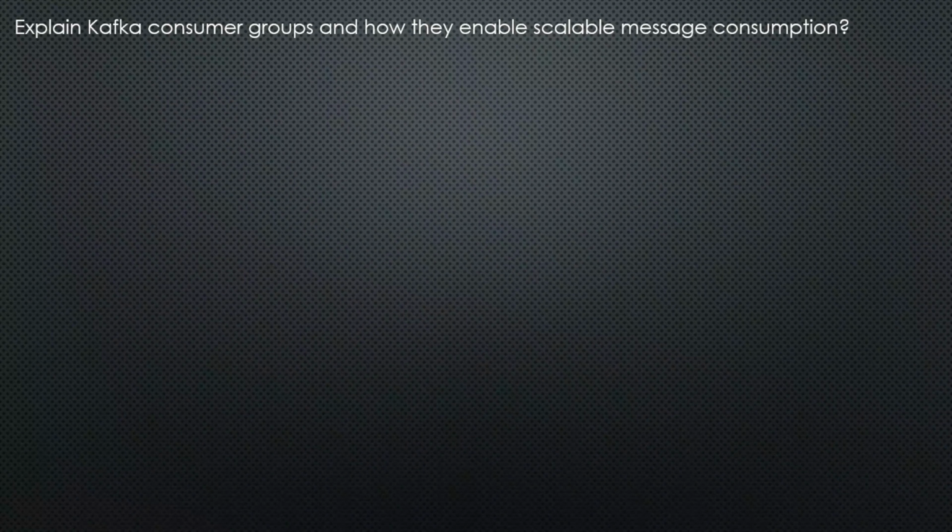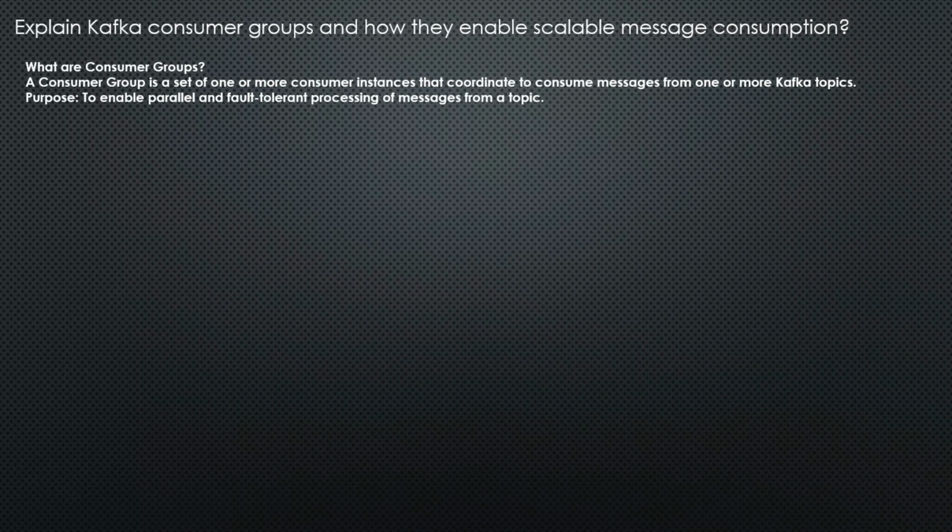explain the consumer group and how it enables scalable message consumption. Now, when you're dealing with the consumer group, we already discussed the producer, consumer and topic, right? Now, what is this consumer group? It is a group of one or more consumer instances which consume messages from a particular topic, right? What is the purpose of it? It is used for parallel processing and for fault-tolerant processing of the messages from the topic. Okay, now how does it work internally, and how do you scale it, right?